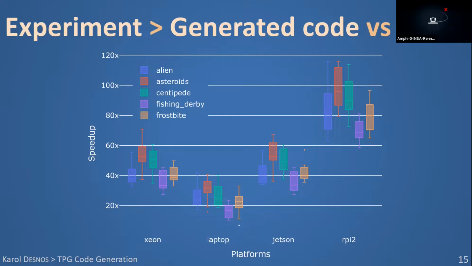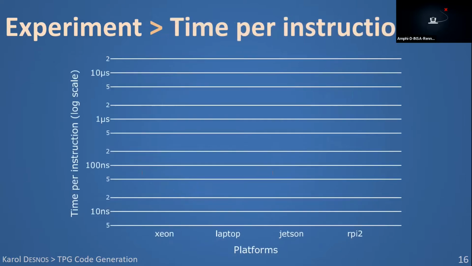So we have a huge speed up when we get rid of the framework used for training the TPG, for inferring the TPG, sorry. A second interesting result is when we tried to measure the time it takes to run every single instruction when running the TPGs, the generated inference code, on the different platforms.